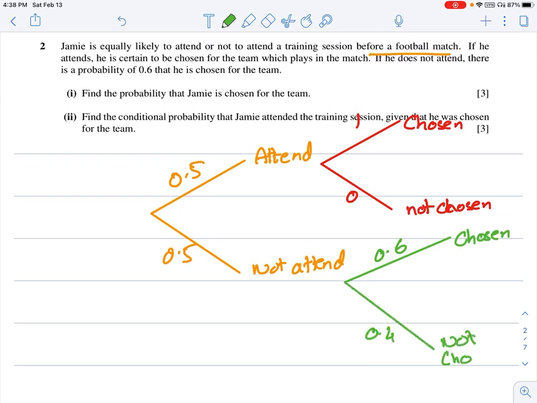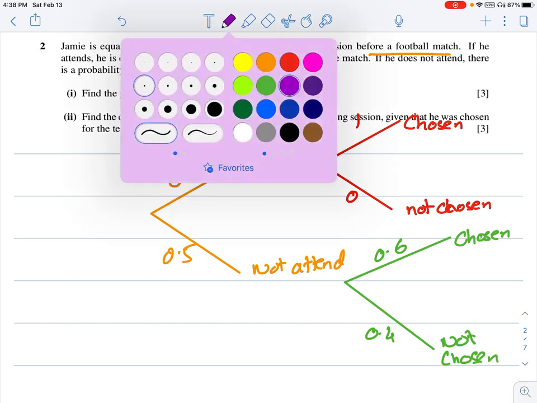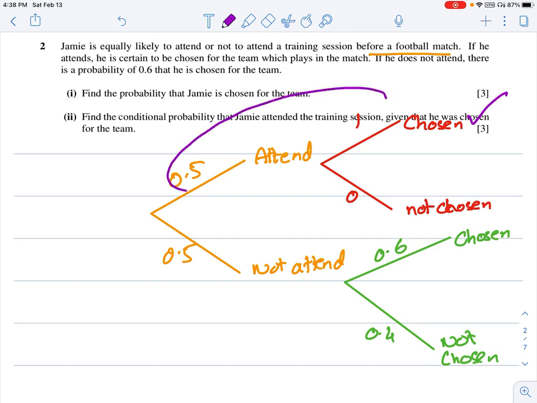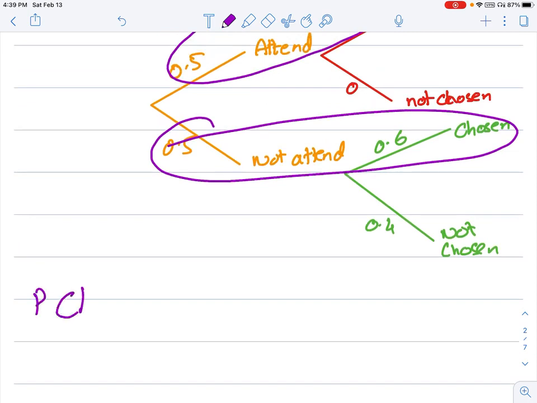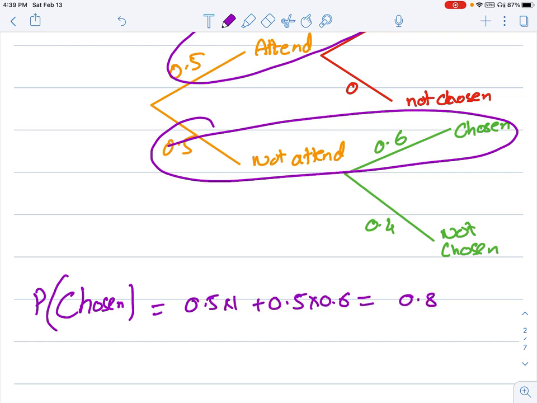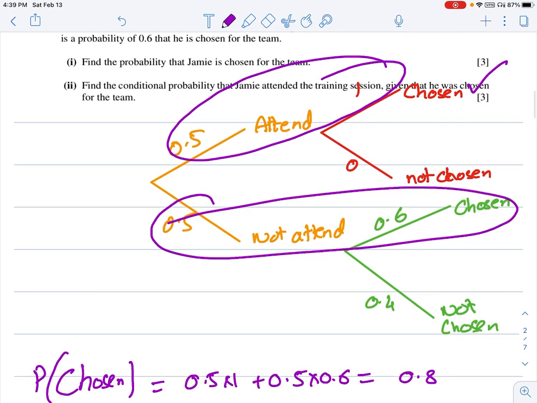Find the probability that he is chosen for the team. So what are the probabilities that he is chosen for the team? This one and over here. So probability of being chosen should be equal to 0.5 times 1 plus 0.5 times 0.6, which becomes 0.8. That's going to be the answer.